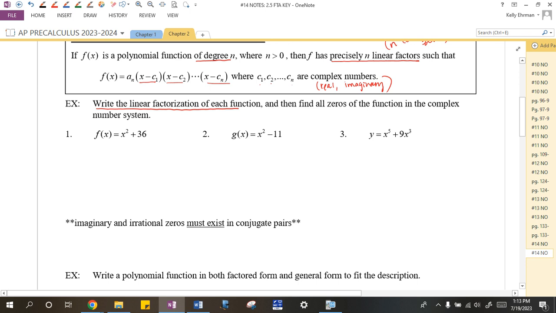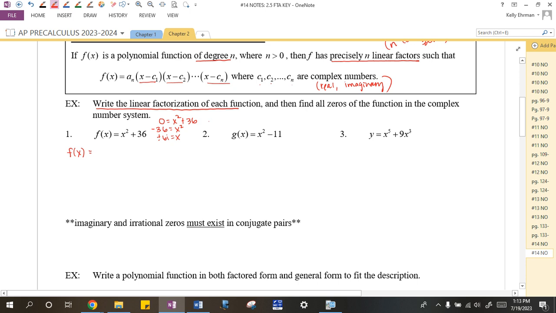Okay, so what am I talking about? For example, x squared plus 36. If it were x squared minus 36, I would say f of x is x plus 6, x minus 6. Well, think about this. If you set this equal to 0 and you solve for x, I have a negative there. If you solve for x, you're going to get plus or minus 6i for x.